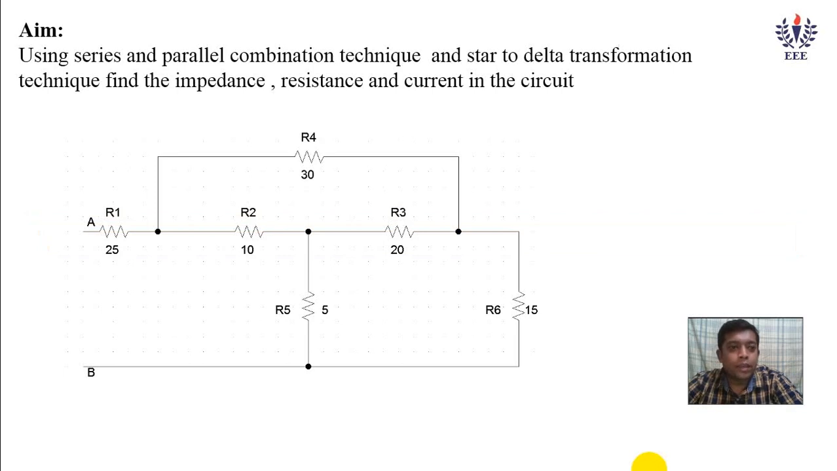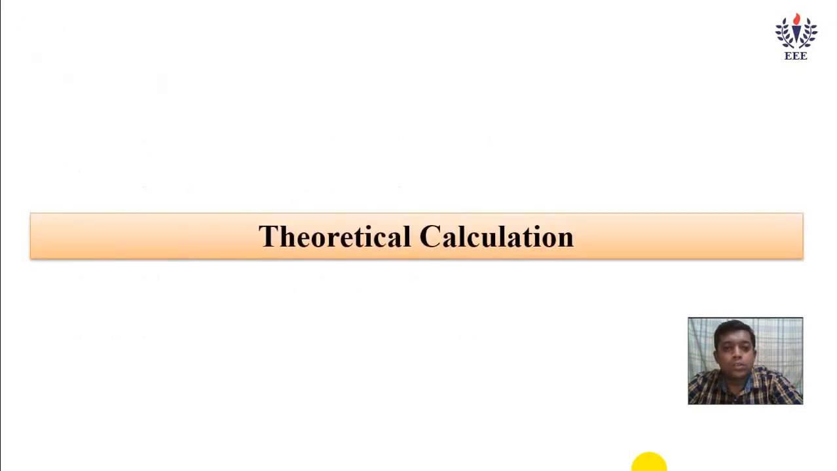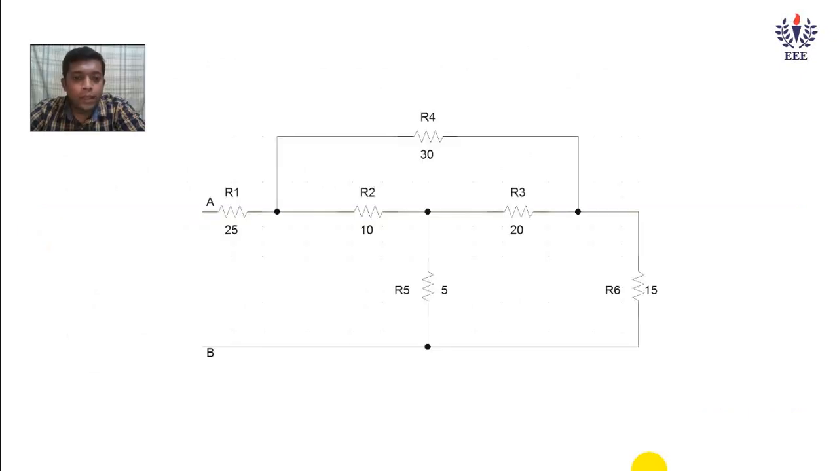So this is your aim: using series-parallel combination technique and star delta to find the impedance or resistance for a given circuit. As we've seen in the first experiment, we'll connect 1 ampere to find its equivalent. So in the theoretical calculations, you can start at any point, convert any delta to star or any star to delta. There's no single starting point.